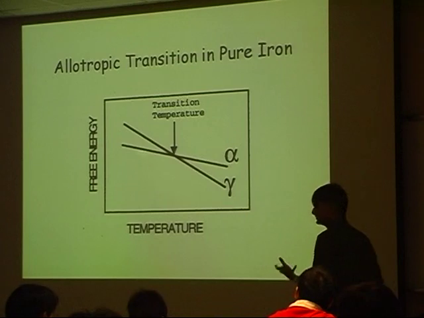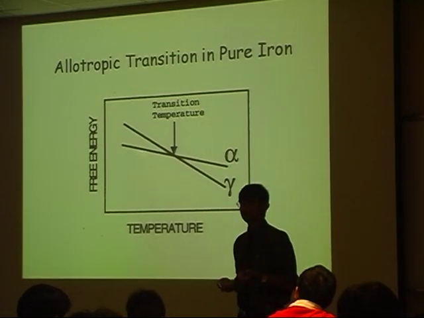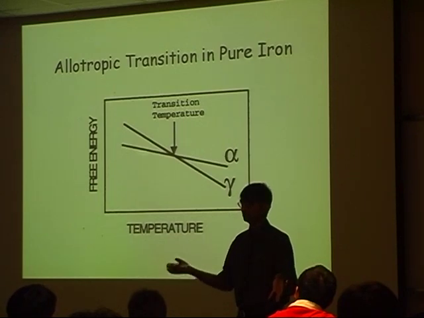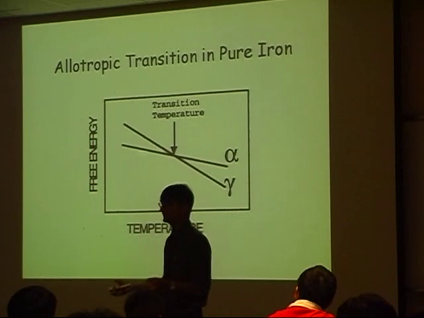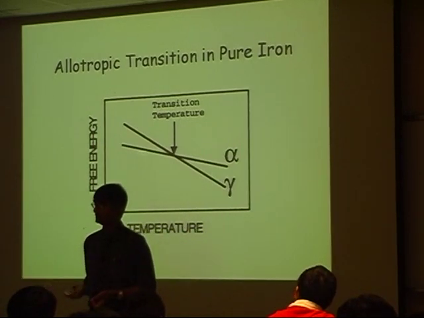Now, that is not true when we have an impure substance. That means a solid solution of alpha being in equilibrium with a solid solution of gamma. It's no longer the case that G alpha equals G gamma, which defines equilibrium.